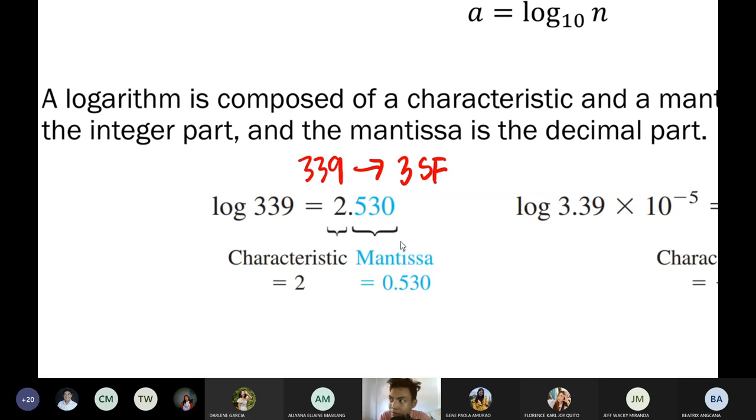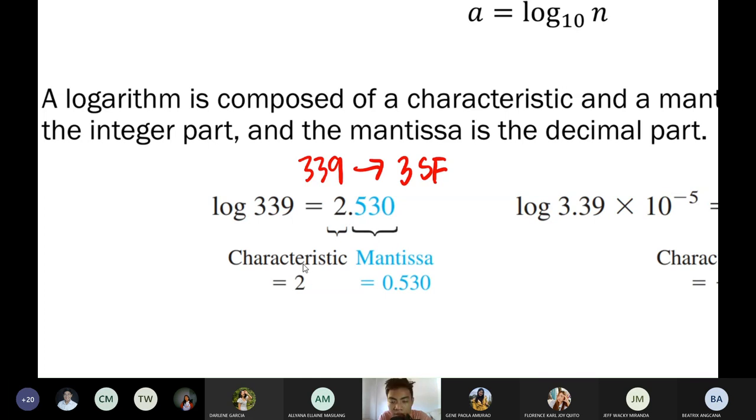So here's the answer. Your final answer after doing the log function is composed of 2 components. You have your characteristic, which is the integer, and the mantissa, which is the decimal places. For the characteristic, you will not consider this number significant. You will not count them as significant figures, whether that's a single digit or more than 1 digit. That is true for logarithmic functions. So again, when doing logarithmic functions, your characteristic or your integer number is not considered significant.